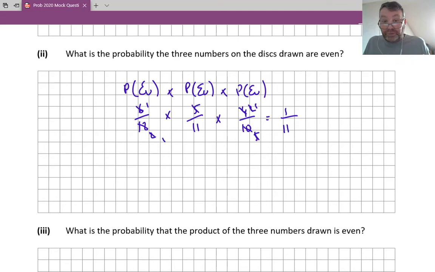So just work out the probabilities individually. It all goes back to when we were dealing with the words and and or. If you're dealing with and, what's the probability three numbers on the disc drawn are even? That's even and even and even. You just put down the individual probabilities and multiply them out. So that's 1 over 11.